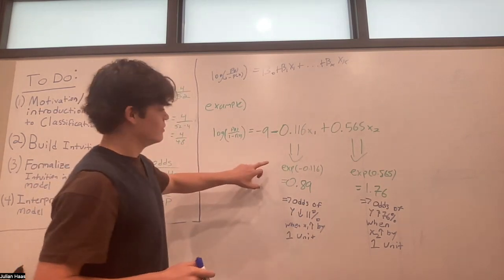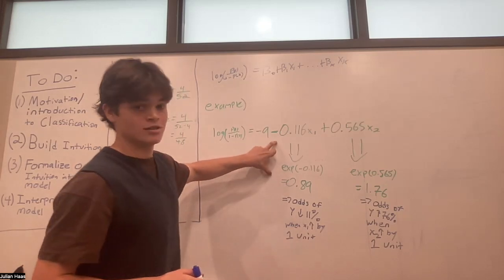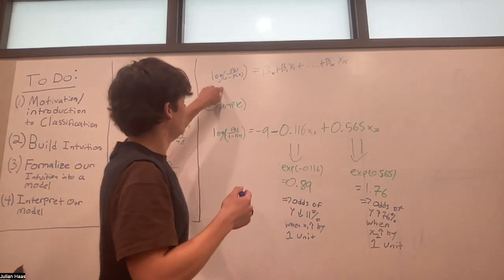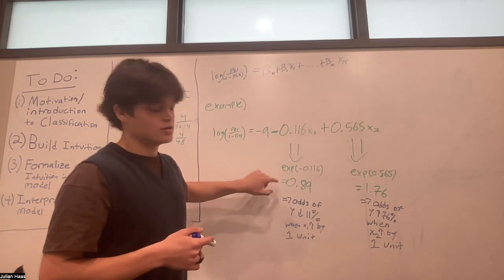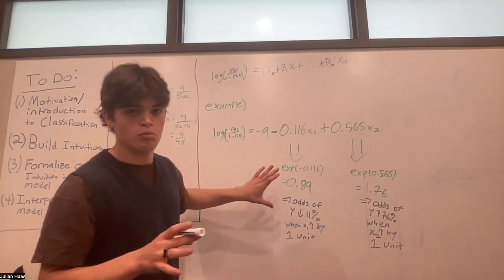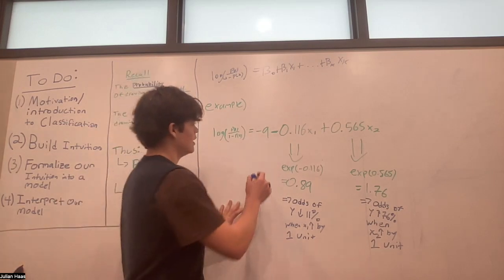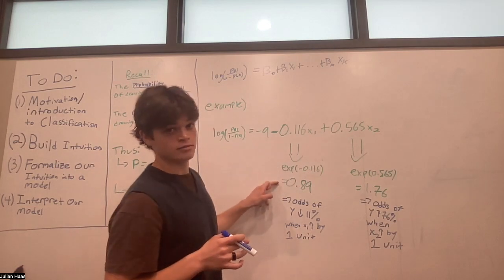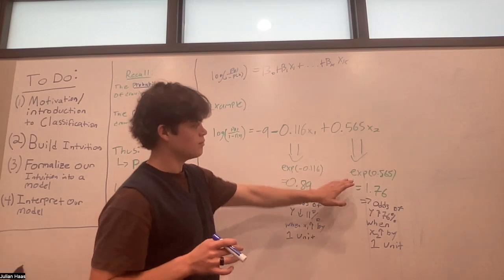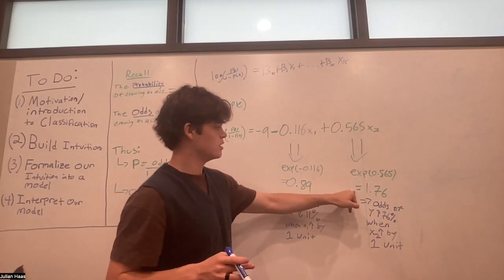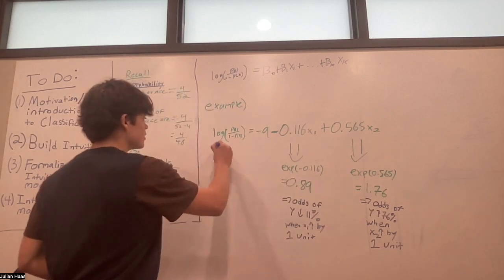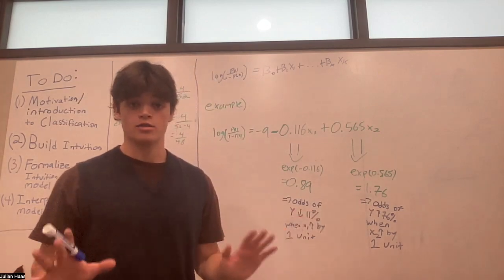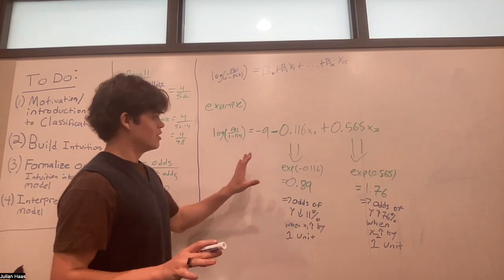So what do we do? We exponentiate our coefficients. We're kind of reverse engineering and decomposing what we have here to get us what we want. So, all right, we exponentiate our coefficients. e to the negative 0.116 gets us 0.89. Similarly, e to the 0.565 gets us 1.76. Since we've just taken e to the log odds, we don't have to worry about the log anymore. We're operating in odds from now on. So these are our odds.